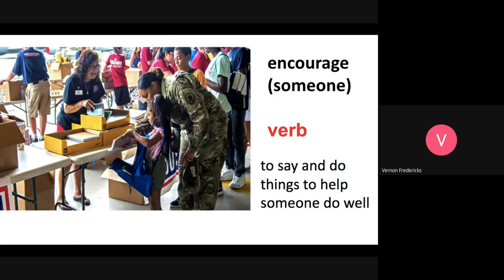For example, my mother encourages me every day, or my older brother encourages me to work hard and to study very hard and to study every day. So encourage means to help somebody with words and also with doing things so that they can be better. Usually the people that encourage us are our parents. They want us to go to university. They encourage us to study well.